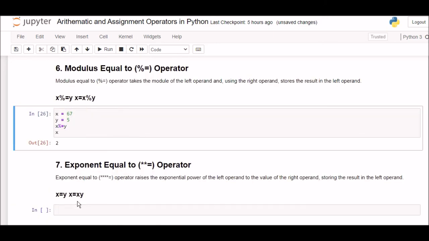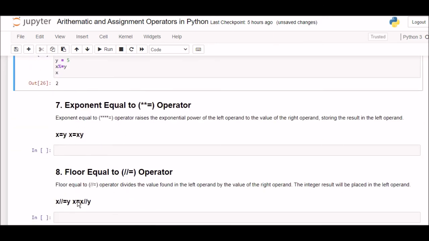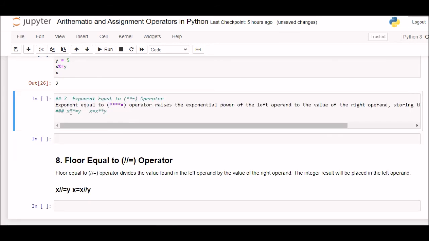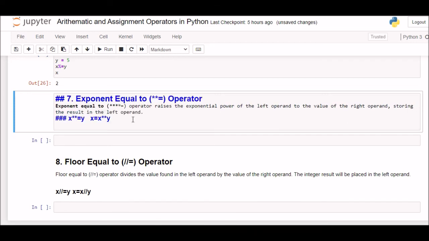Okay, now next one is the exponent equals to operator. Very easy. For example, x **= y is equivalent to x = x ** y. Let's take an example of the exponent equals to operator.